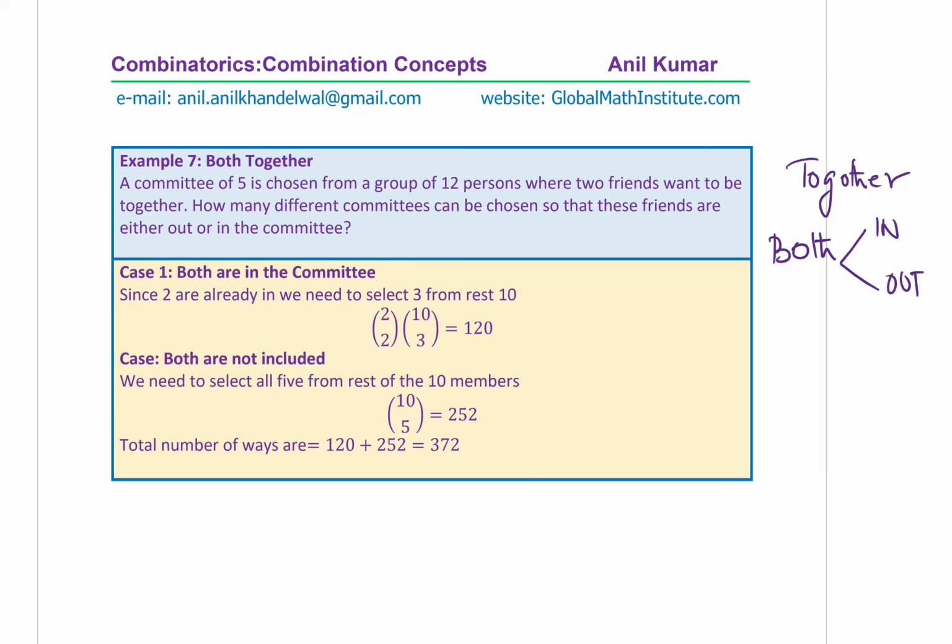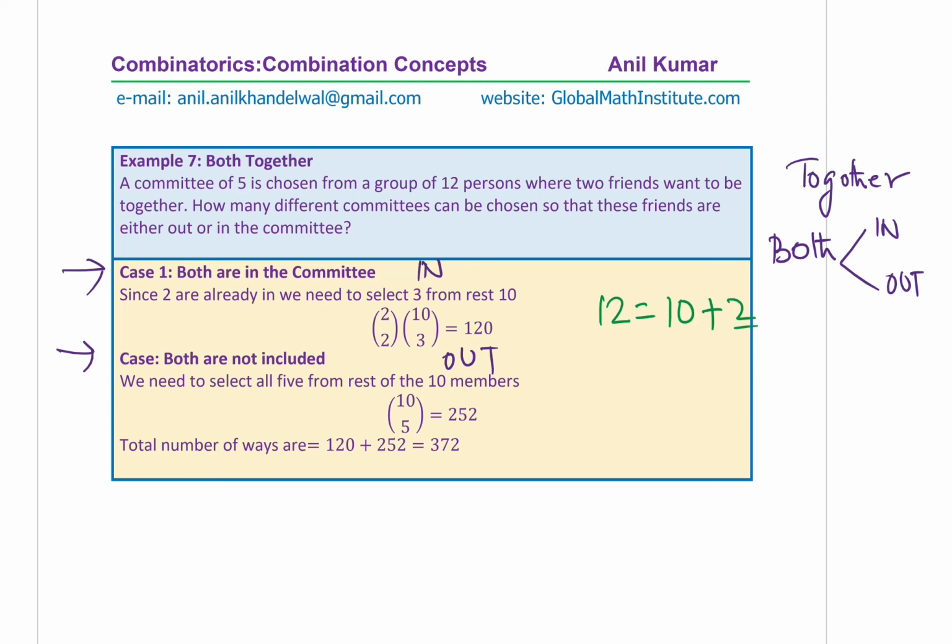So think like this, right? Definitely we have two different conditions. Both are in or both are out. So we have two different cases once again. Case 1 is both are in, the other one is both are out. So if both are in, correct? We actually have 12 people, right? So 12 could be written as 10 plus 2 because these two want to be together, so they are not identified as separate.